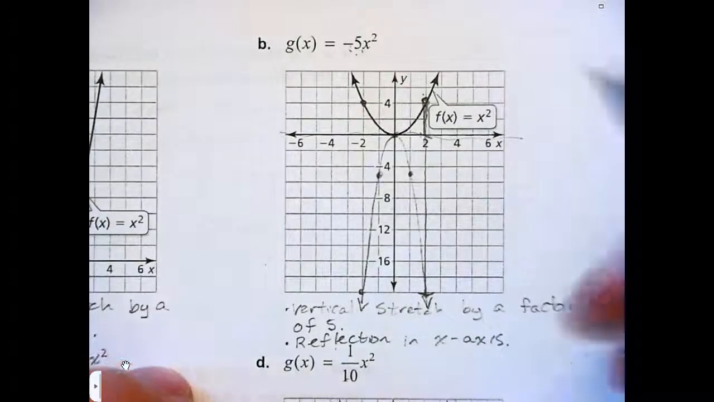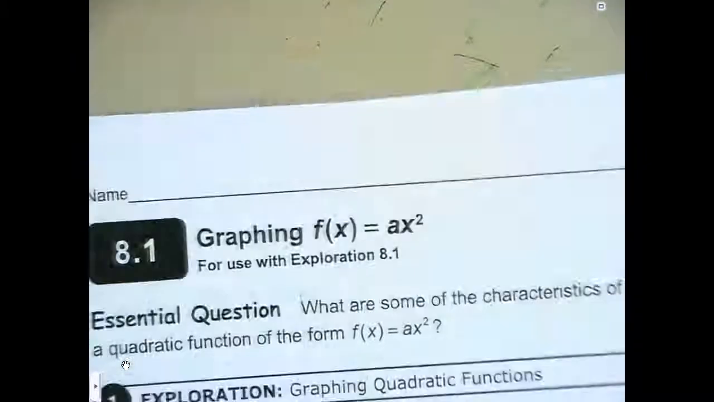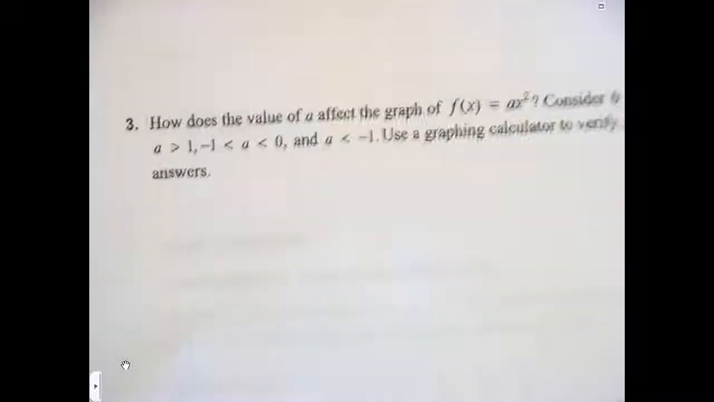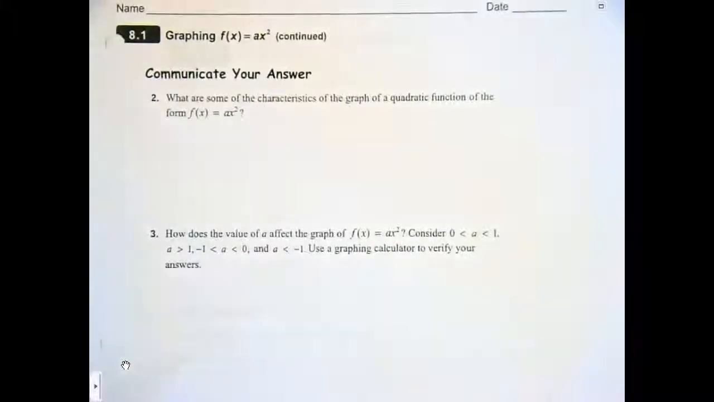Okay? So things that we want to focus in on about our A term, let's go ahead and summarize that stuff. All right? If you take a look at page 246 here, what are some characteristics of the graph of a quadratic function y equals ax squared? Well, tell your neighbor what it looks like, how you can find one side and find the other, how all that relates. Go ahead and summarize on number 2 there.